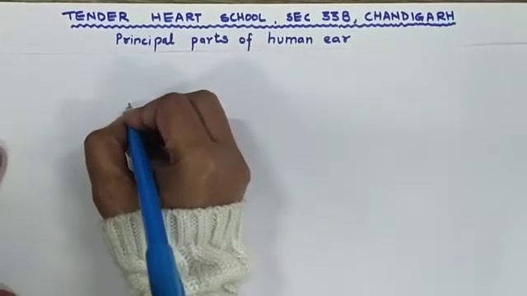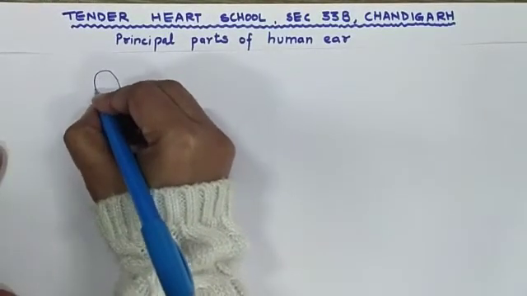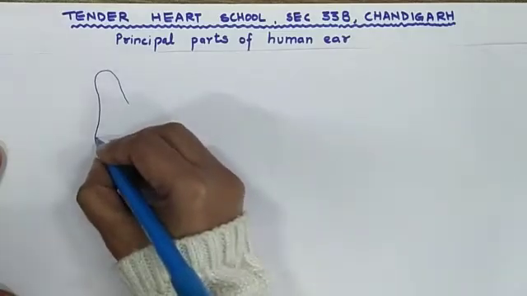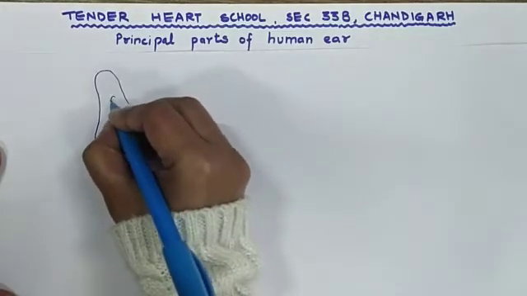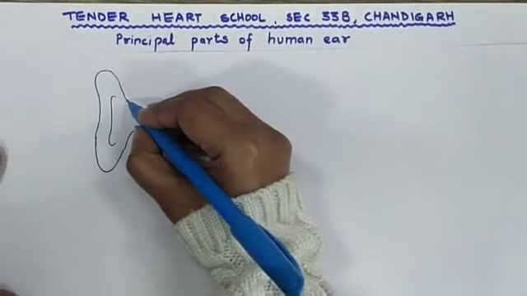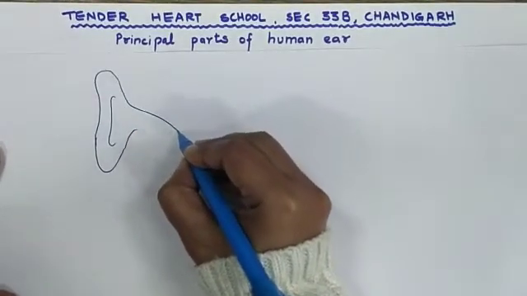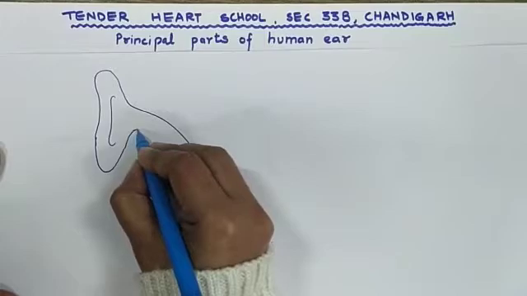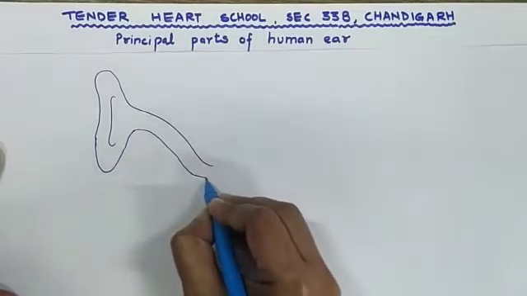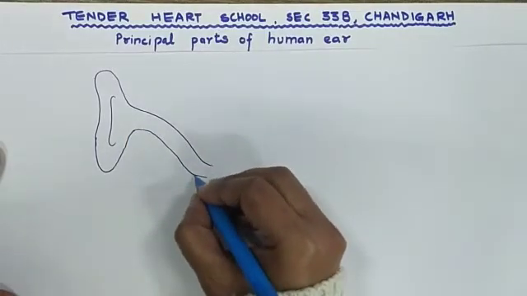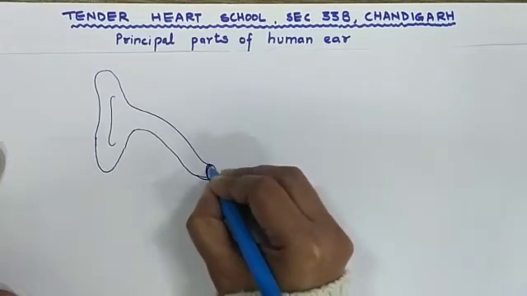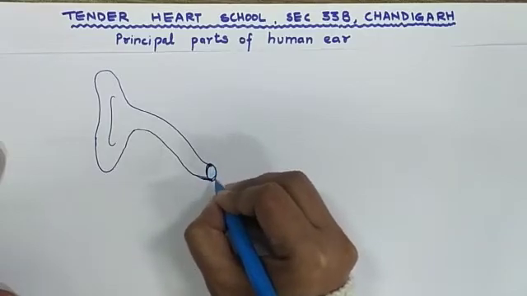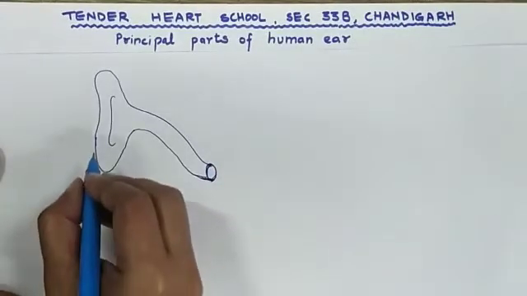The outer ear has the ear pinna. Ear pinna is here. Ear pinna is attached to the auditory canal. And the auditory canal ends at the eardrum, or what we call the tympanum. So let us label them.